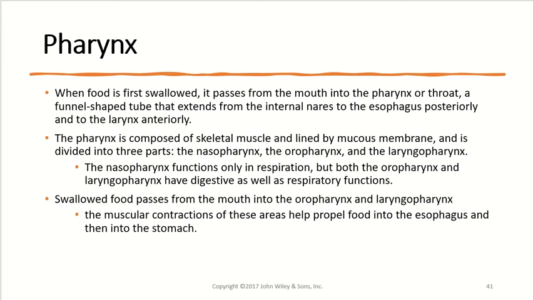The nasopharynx functions only in respiration. However, the other 2 parts, the oropharynx and the laryngopharynx, have functions in digestion as well as respiration. Once food has been swallowed, it passes from the mouth into the oropharynx and the laryngopharynx. The muscular contractions occurring in these areas help to propel food into the esophagus and on to the stomach.